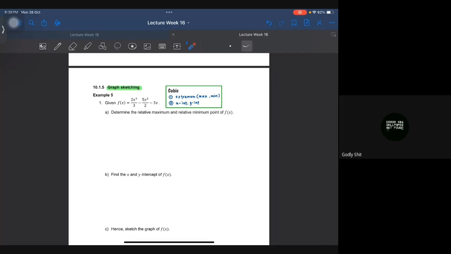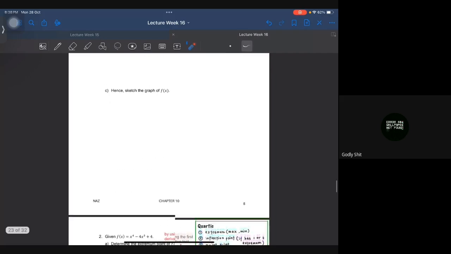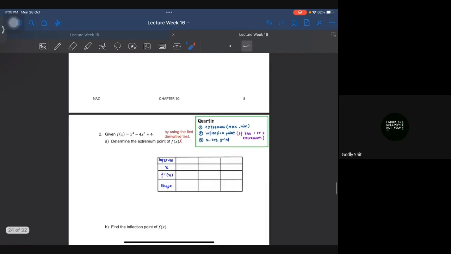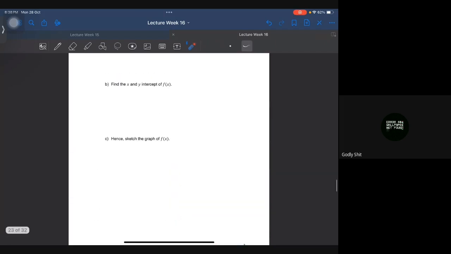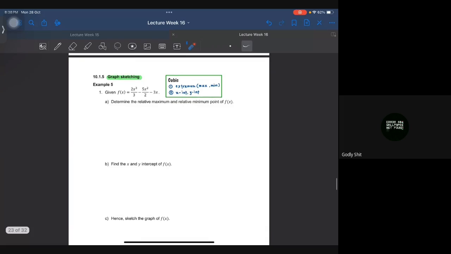Okay, and then awak akan belajar another type of graph. Kita panggil sebagai quartic. Quartic is also known as x power of 4 punya graph. So awak akan ada dekat sini x power 4 as your highest power, highest degree. Okay, so jom kita tengok the first example dulu.